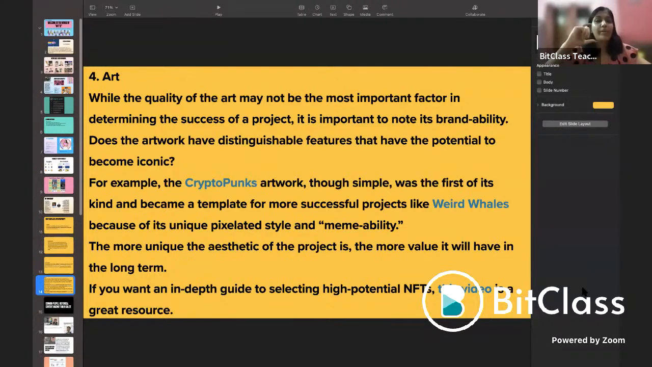Your art quality should be top notch. If people see your art, they should be asking, this artwork is so good, I need to buy this collection. It should be catchy. People should come and want to grab it for themselves. This is how your art collection should be. So this was about art.